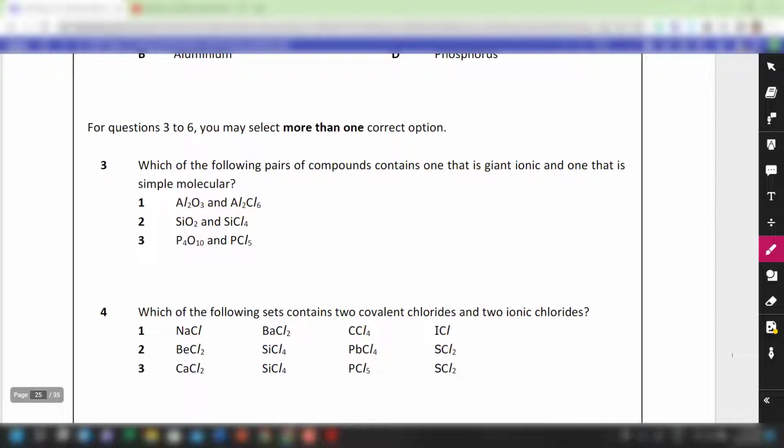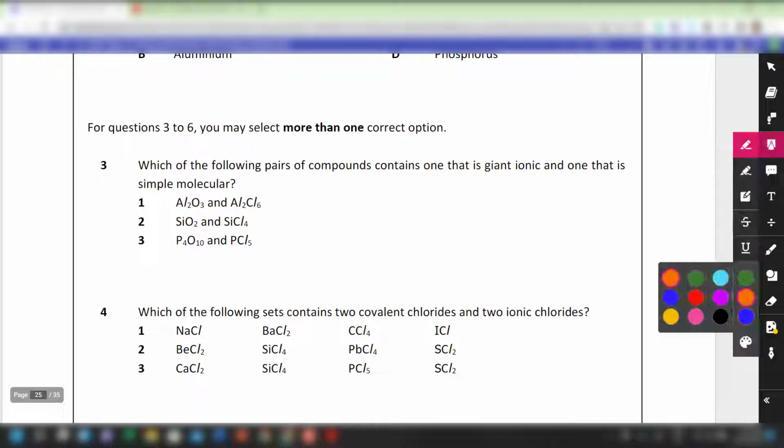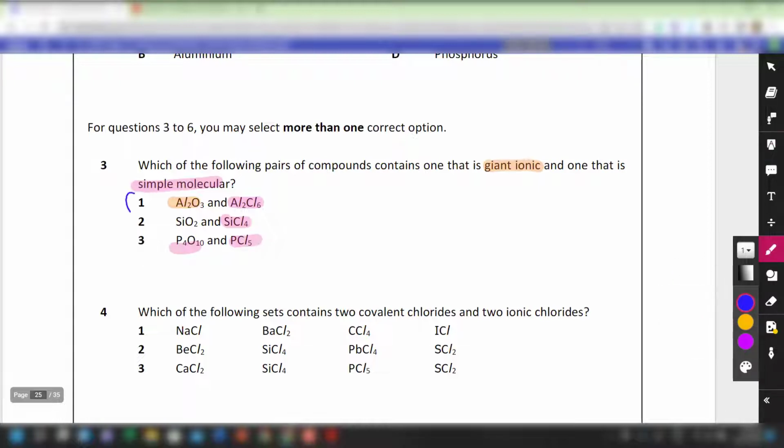For question 3, which of the following pairs of compounds contain one that is giant ionic and one that is simple molecular? So I'm going to highlight the giant ionic first. So this is giant ionic. Then simple molecular, simple molecular, simple molecular, simple molecular. So there's only one correct option, which is 1.